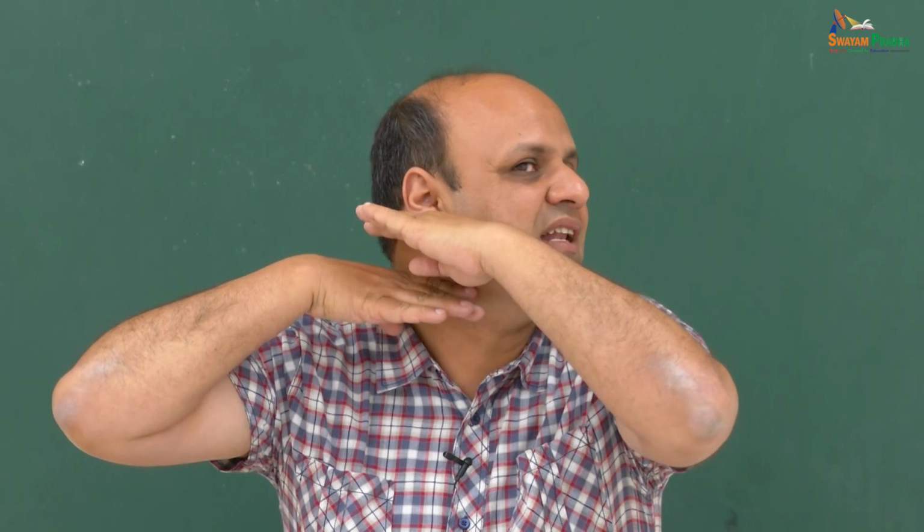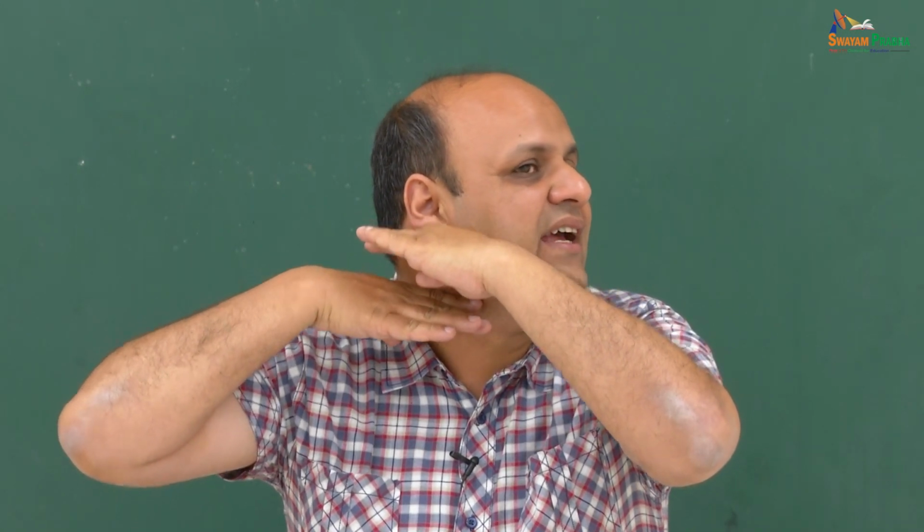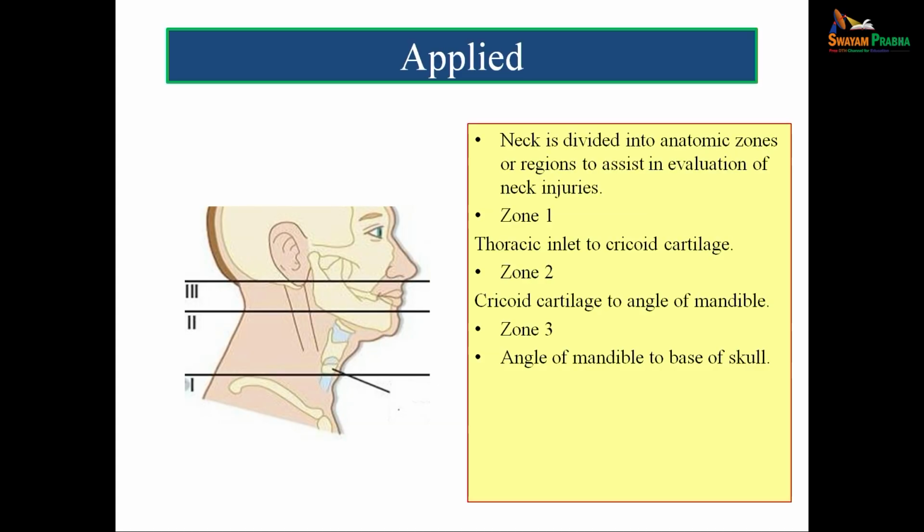Then there is zone 3. Zone 3 lies from the angle of mandible to the base of skull. In this zone 3, nerve injuries are more common, like the 9th nerve, 10th nerve, 11th nerve, 12th nerve. Accordingly, depending upon the extent of damage and the zone in which the damage has occurred, one can evaluate the neck injuries and proceed with planning the intervention needed to save the patient. So, today we have talked about the anterior triangle of the neck and its clinical repercussions.